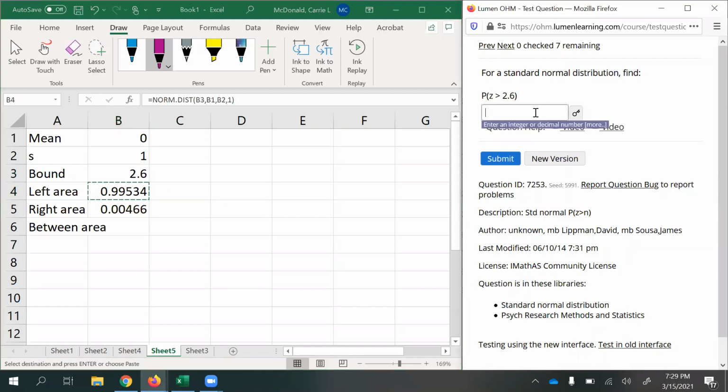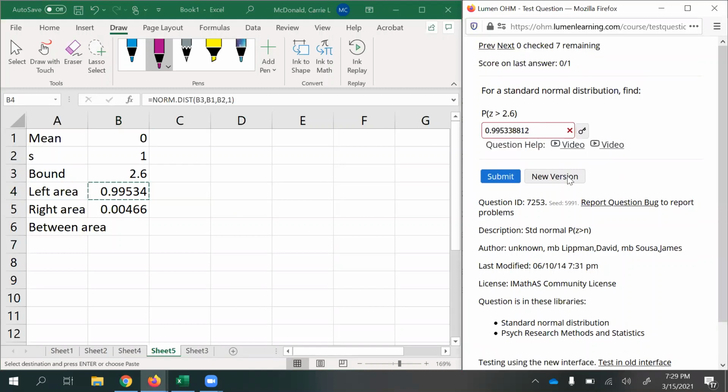Then I get my new correct answer. Oh, didn't like that one. Did I miss something? 2.6. It might just be that I need to round it. Let's try rounding it to 0.9953. I didn't like that either. What's the answer supposed to be? Oh, you may have noticed I was copying the left area answer instead of the right area answer.